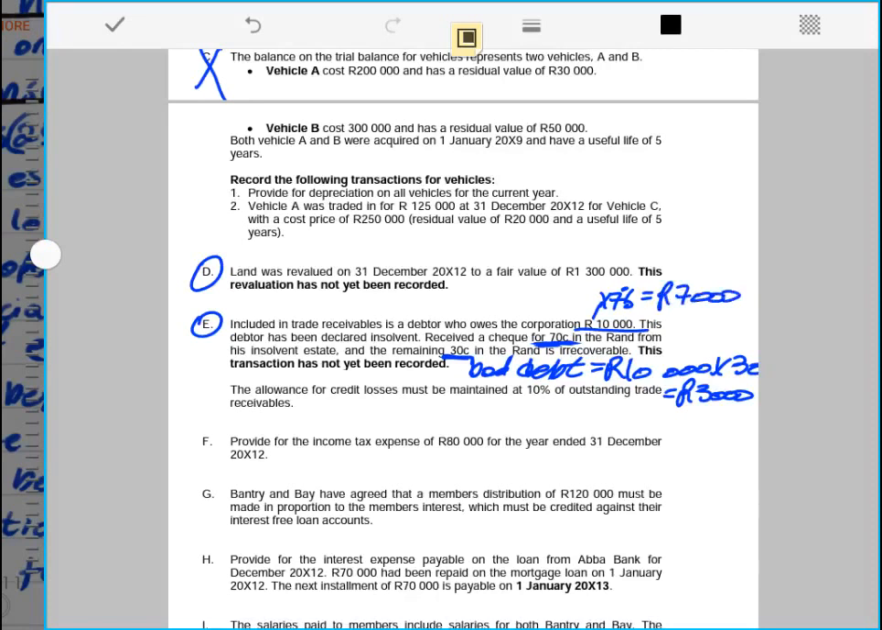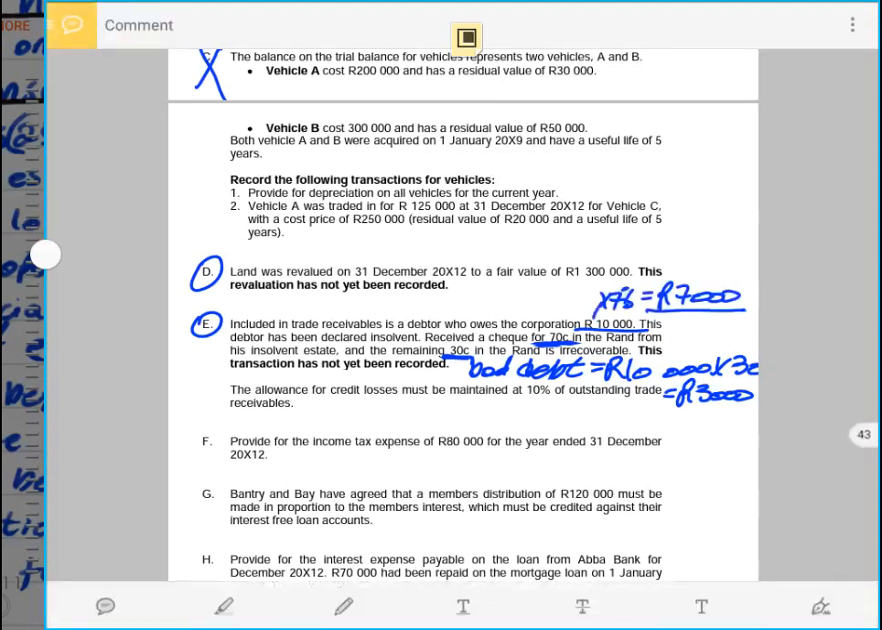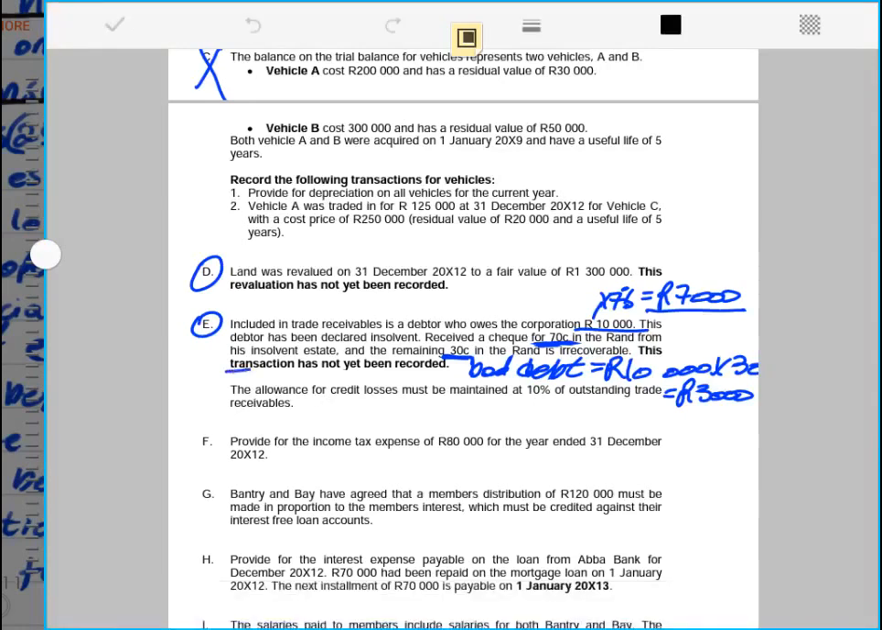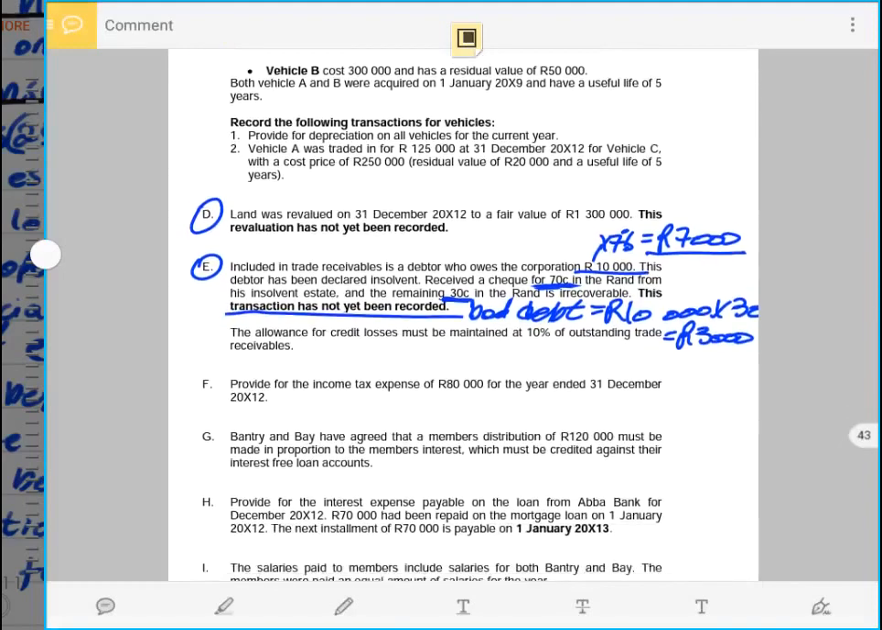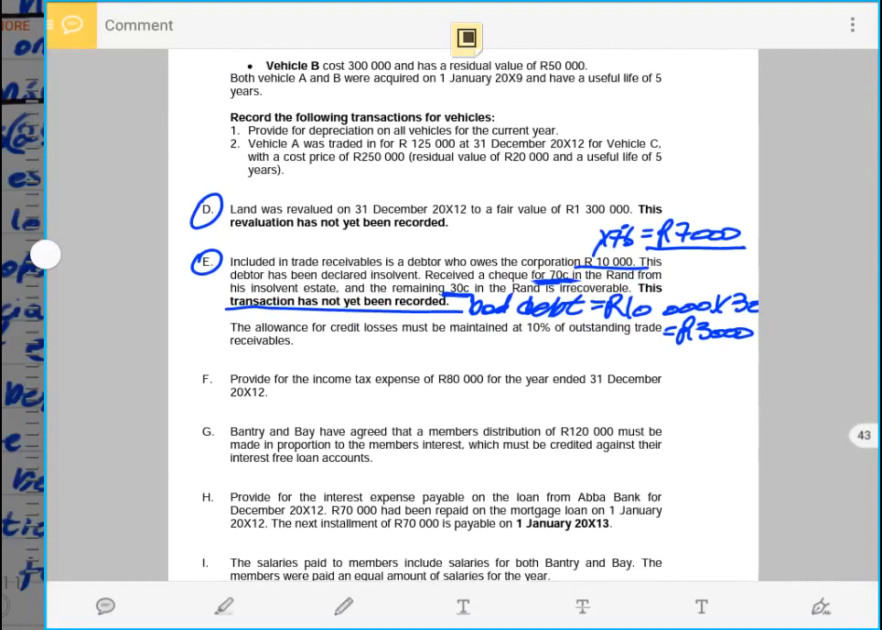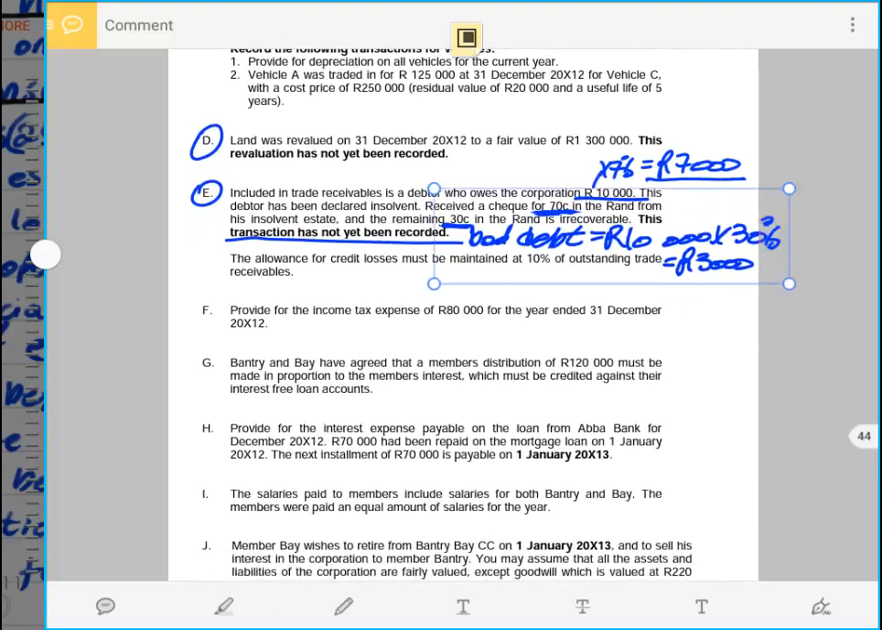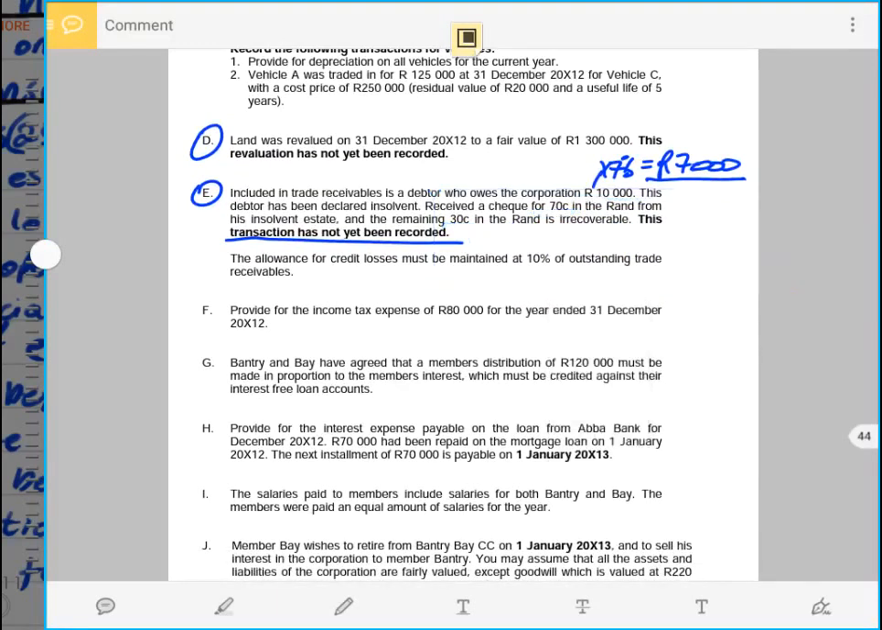7,000 rands was received, and this 7,000 rands will affect bank in the statement of financial position, because cash that is received and which is not yet recorded in the business is supposed to increase the bank account of the business. So now that will affect the bank in the statement of financial position, of which I am not focusing on that as of yet.